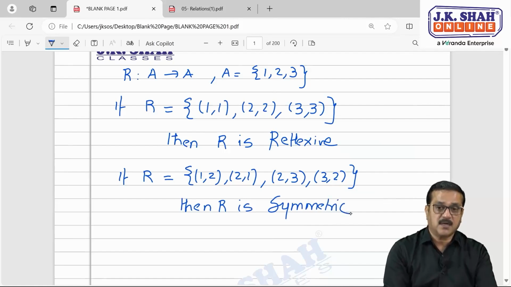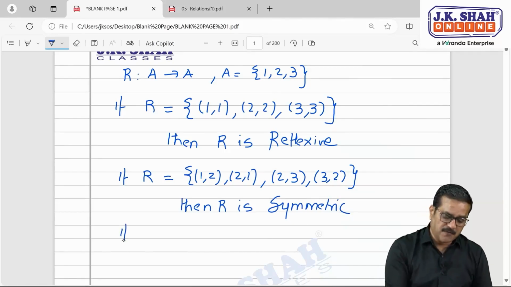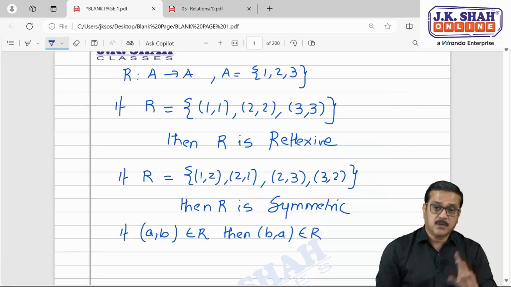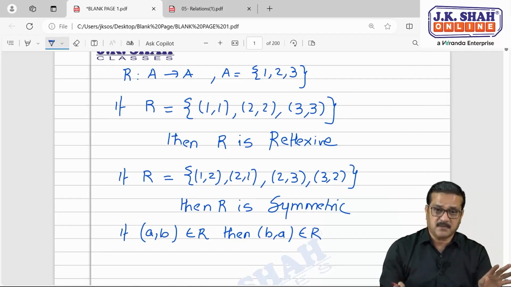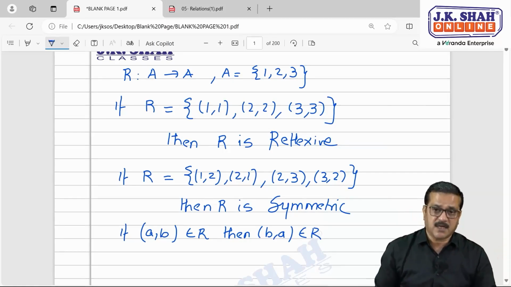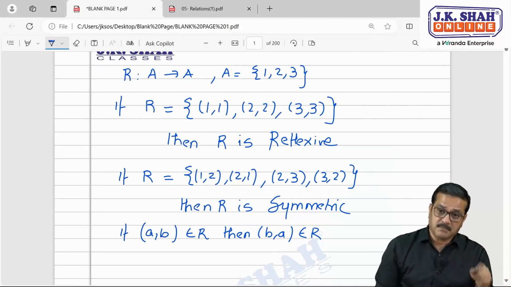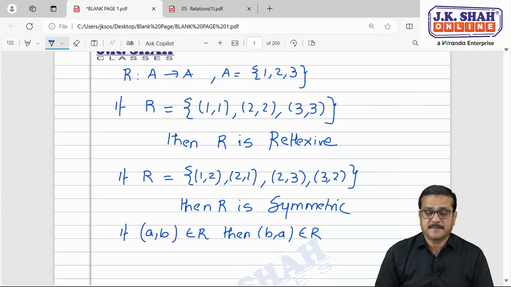So in general terms, if (a,b) is one of the ordered pairs belonging to R, then (b,a) must also be present in R to call it symmetric. If it's not present, okay, it was the decision of the R maker. If (b,a) is not present, then we say R is not symmetric. It's not that if (a,b) is in R then (b,a) must be there. If (b,a) is there, R is symmetric; if not, R is not symmetric.